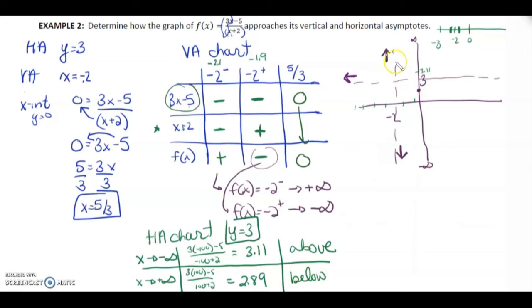Okay, so as we approach positive infinity, which is way over here, locate the asymptote, and we're going to approach from below. So if we were to connect these arrows, this is what our graph is going to look like.